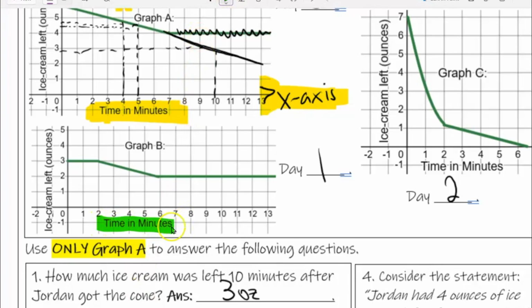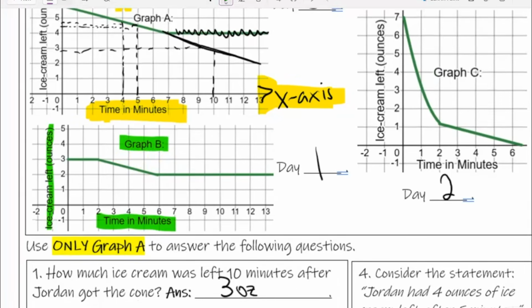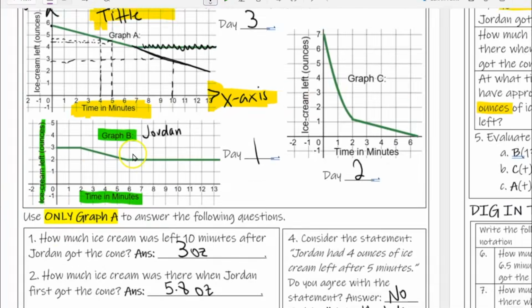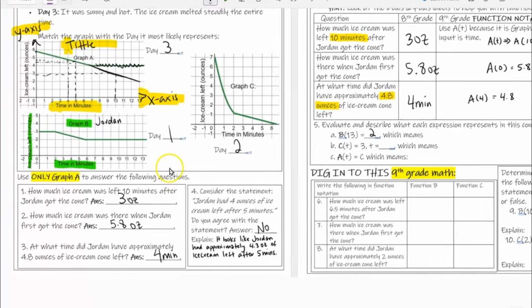I need the x-axis, so that's time in minutes. I need the y-axis, ice cream left. And I need the title of the situation, which is graph B, but this is going to be Jordan. So go ahead and highlight and copy this down. I need to mention all 3 things. The order doesn't matter, so my sentence is going to be different each time.